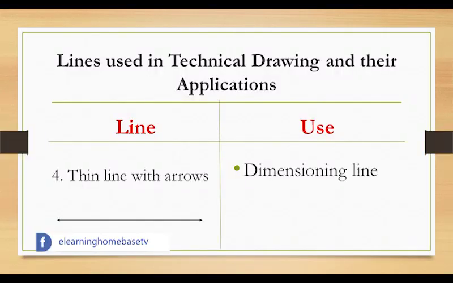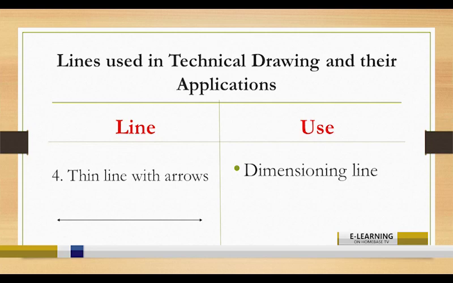Then we have thin line with arrows. It is used for dimensioning. After sketching your chair, we want to know the length. We want to know the width. Therefore, we use thin line with arrows for dimensioning.